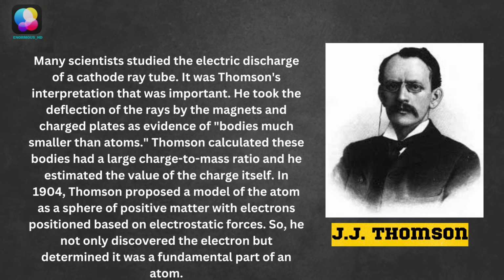He took the deflection of the rays by the magnets and charged plates as evidence of bodies much smaller than atoms. Thomson calculated these bodies had a large charge-to-mass ratio and he estimated the value of the charge itself. In 1904, Thomson proposed a model of the atom as a sphere of positive matter with electrons positioned based on electrostatic forces. So, he not only discovered the electron but determined it was a fundamental part of an atom.